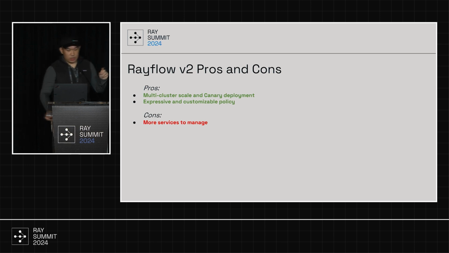So let's review the V2 architecture. I think the pros are really our design goals. So we have multi-cluster scale, like you can scale to 100K CPUs concurrently without any problem. And you have canary deployment, which is a good software engineering practice.